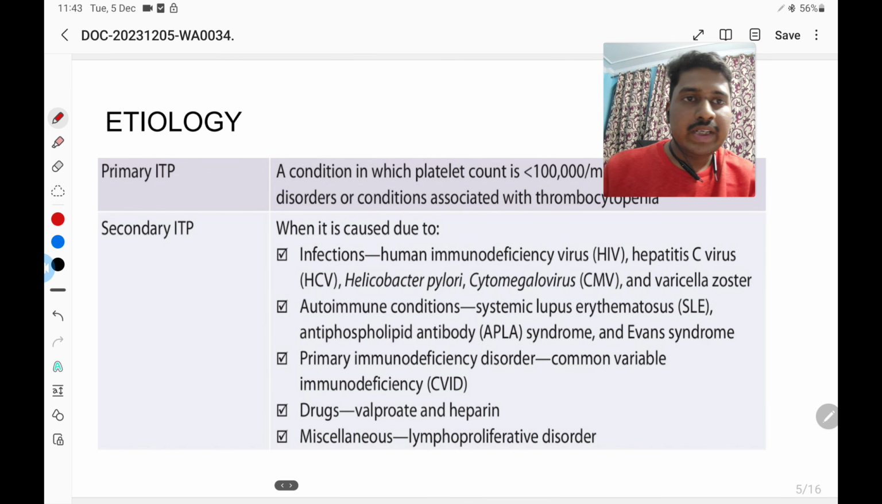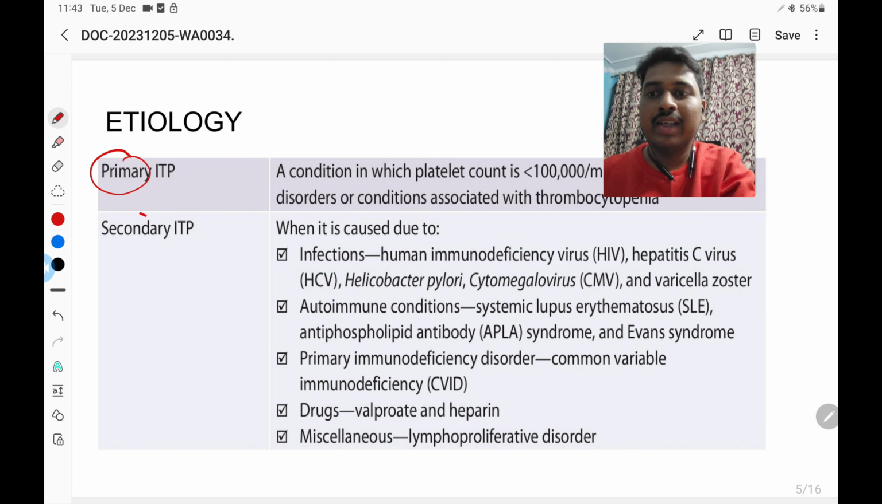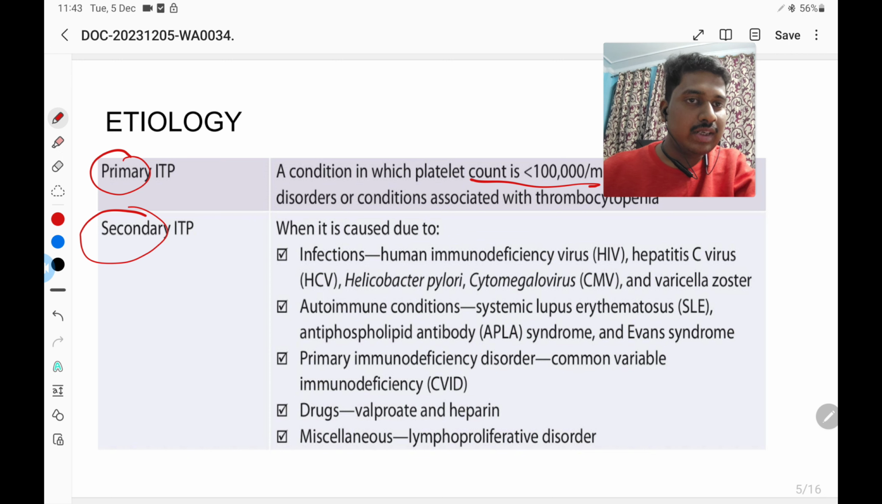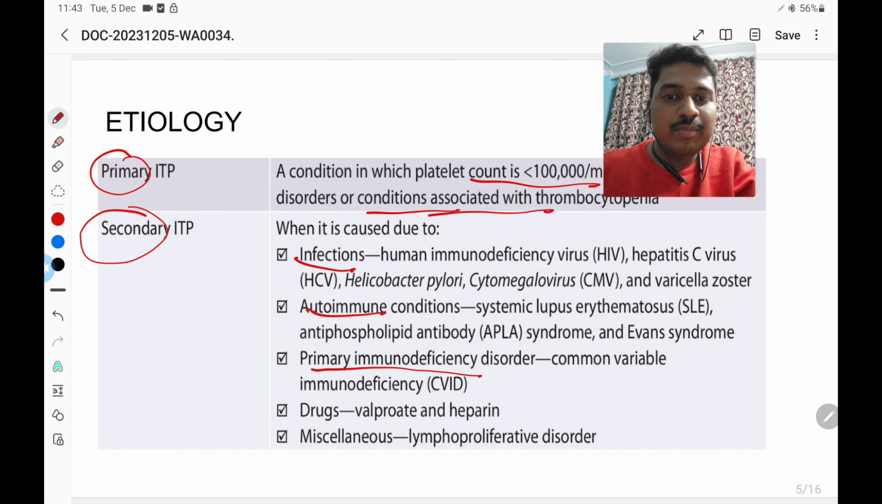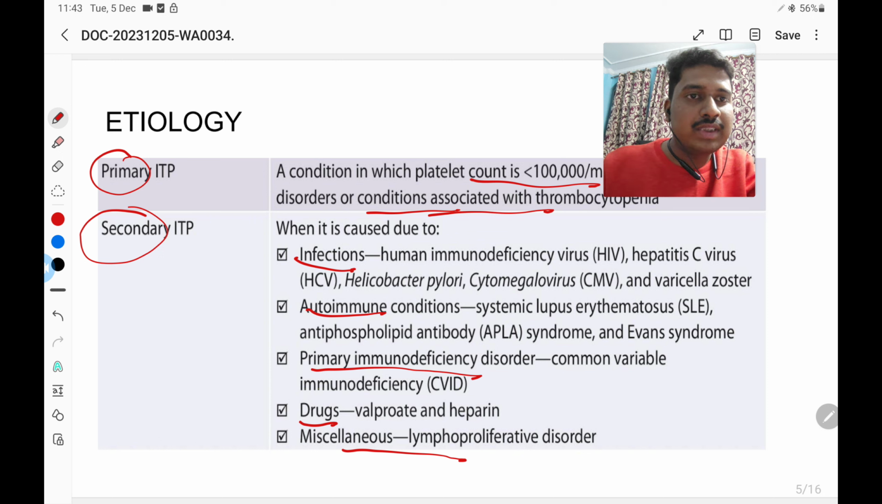Next, we'll be writing about etiology. So what are the causes of ITP? As with any disease, it will be primary or secondary. Primary is where there is reduction in platelet count less than 1 lakh, but it is not associated with any disease or condition. And secondary ITP, remember there are 5 causes which you have to remember for exam. One is infection, second is autoimmunity, third is primary immunodeficiency disorder, fourth is drugs, and fifth is miscellaneous, especially malignancy.